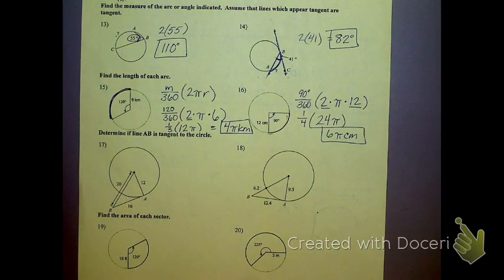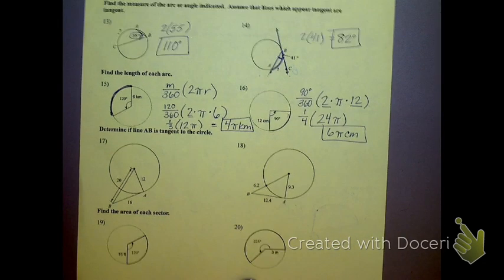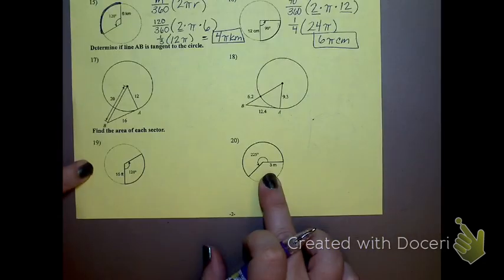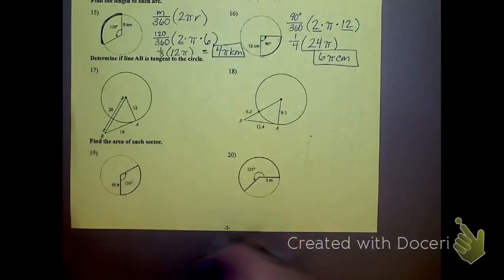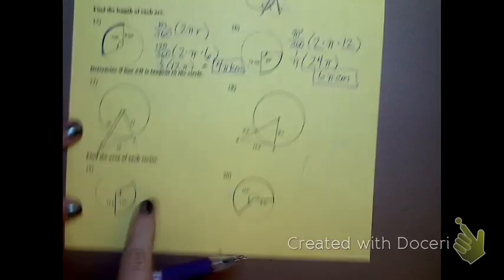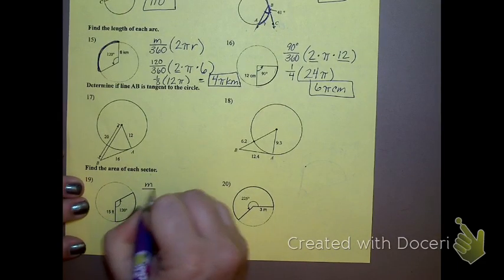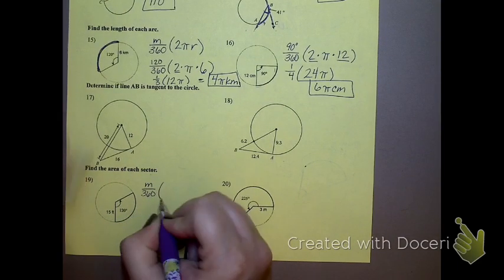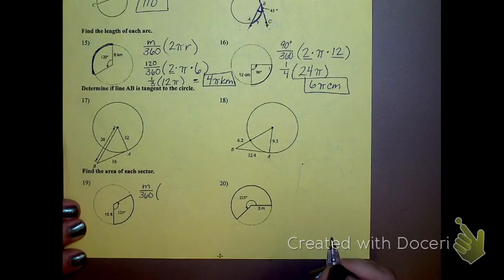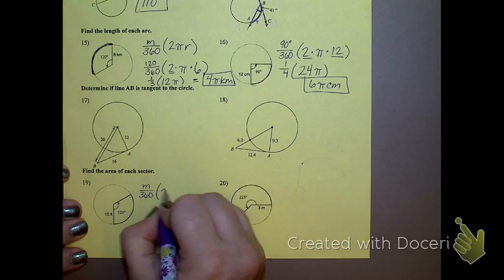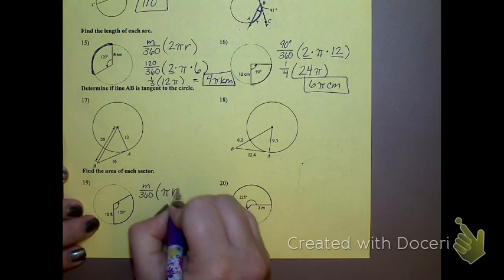Okay, questions there? All right, I'm actually going to jump down to here, and then I'll go back to 17 and 18 because this is the area of each sector. So it's almost exactly the same formula. You're still going to take the measure and divide it by 360, but you're not going to multiply it by the circumference formula. What are you going to multiply it by? The area formula, so pi r squared.